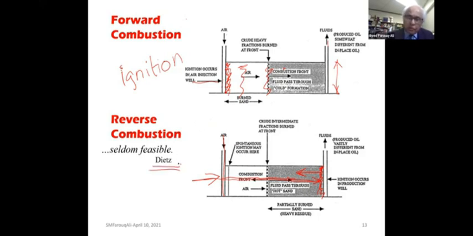So in general, that is reverse combustion. Dr. Dietz, he was the head of research in Shell in Rijswijk, Netherlands. He and I were very good friends. He once wrote to me and said that reverse combustion is seldom feasible. He said it will be feasible only under Arctic conditions.